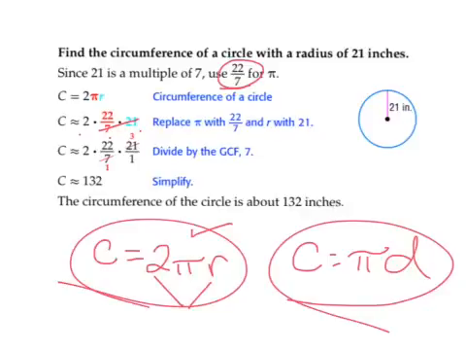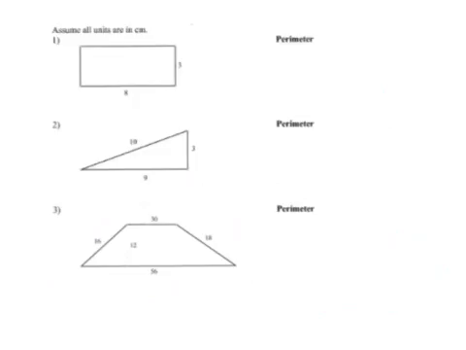So we're going to actually simplify. My 7 is now gone. My 21 is now a 3. So now really what I'm multiplying together is 2 times 22 times 3. Well, 2 times 22 is 44, and 44 times 3 is 132. So our circumference of the circle is about 132 inches.